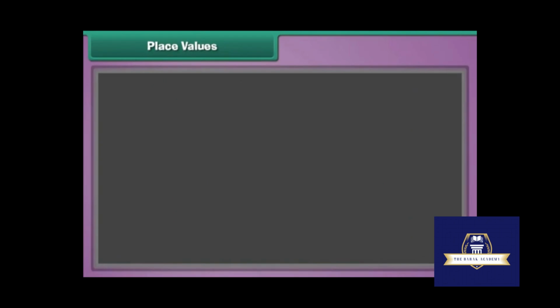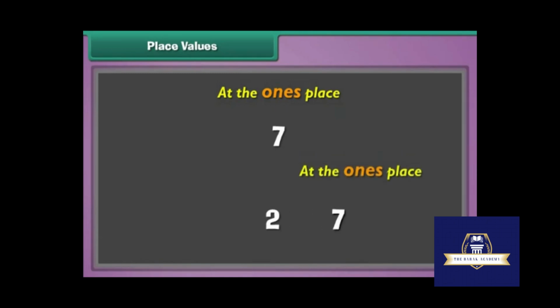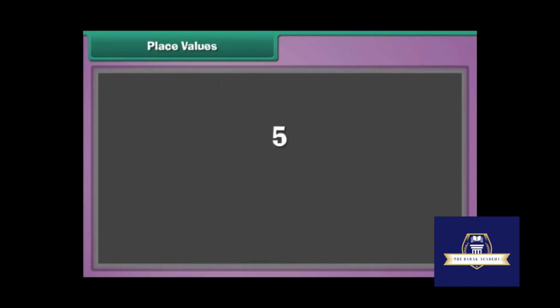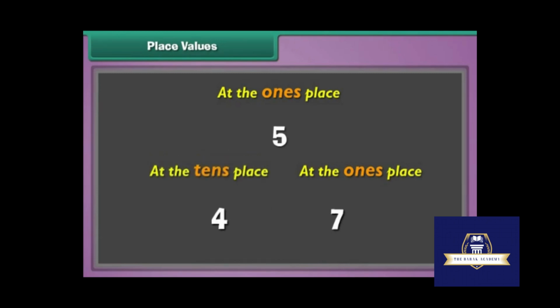Place values. Single digit numbers have only 1 digit at the ones place. 2-digit numbers have 1 digit at the ones place and another at the tens place. Number 5 has only 1 digit, 5. It is at the ones place. Number 47 has 2 digits, 4 and 7. 7 is at the ones place and 4 is at the tens place.